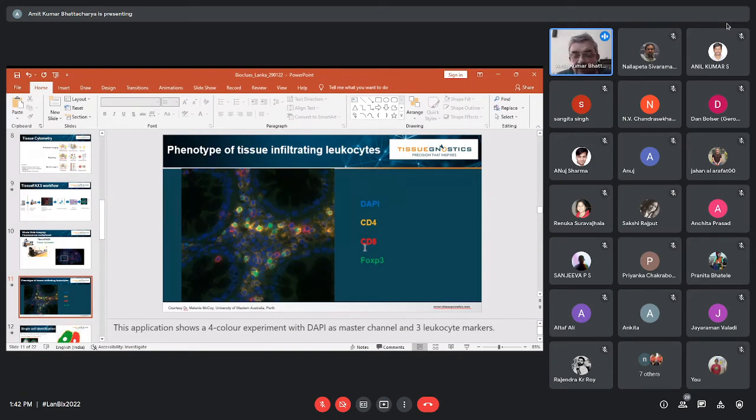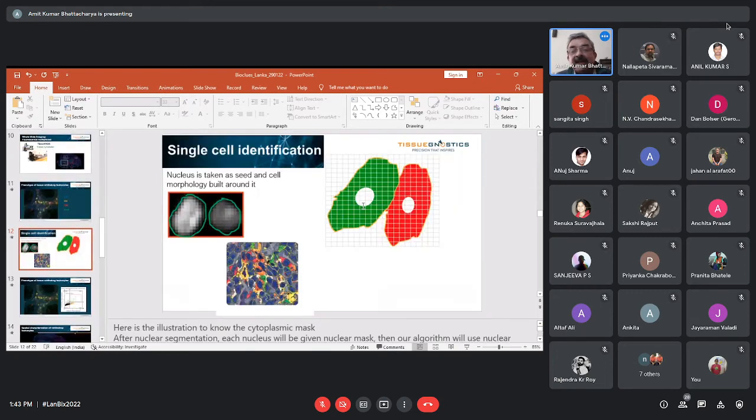Now, the first job will be to identify single cells in this, and this is aided by the fact that all the nuclei in all the cells are stained with DAPI. So how does this actually help? The nucleus is taken as the seed, and based on that, we identify what the cell morphology is like.